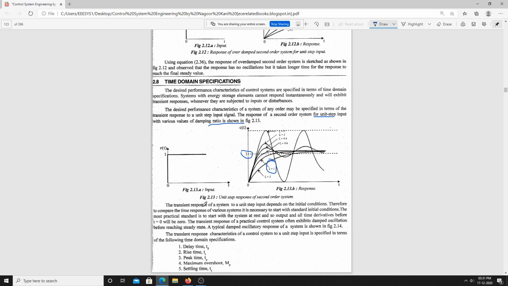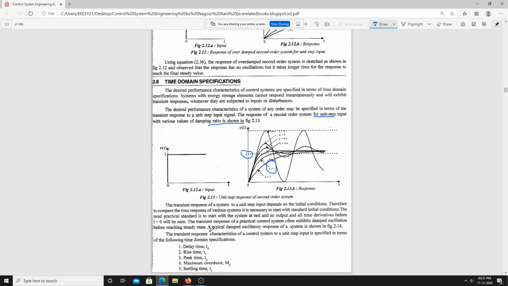The transient response of a system to a unit step depends upon the initial condition. Therefore, to compare the time response of various systems, it is necessary to start with standard initial conditions. Is that clear? The most practical standard is to start with the system at rest, so the output and all time derivatives before t equal to 0 are considered to be zero.